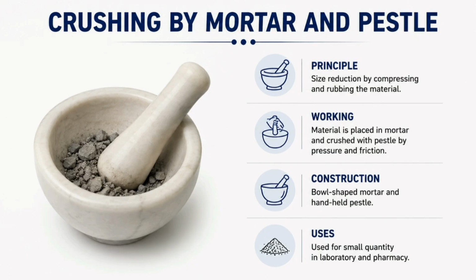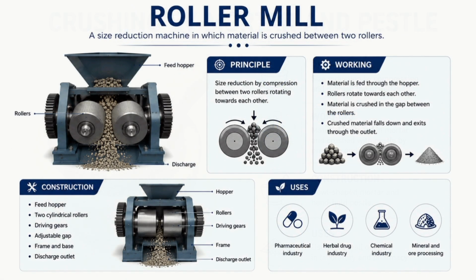And the next method is compression. In this method the material is crushed by the application of pressure. On small scale, the size reduction is carried out by using piston and motor, whereas on large scale, roller mill is used. What is the principle of this roller mill? The roller mill works on the principle of compression. The material is crushed between the rotating rollers. That is the main principle of this mill.